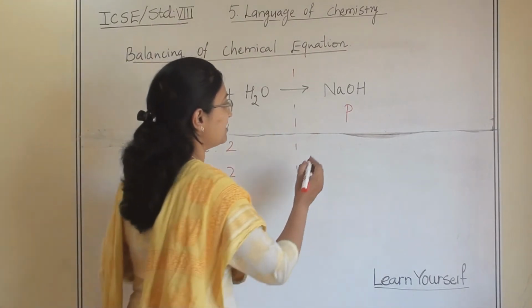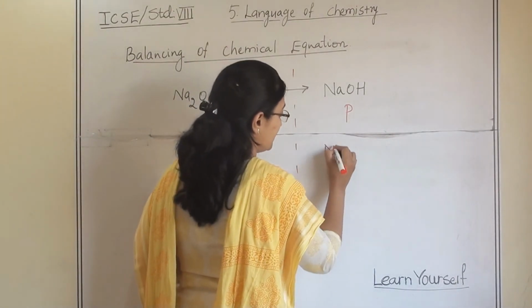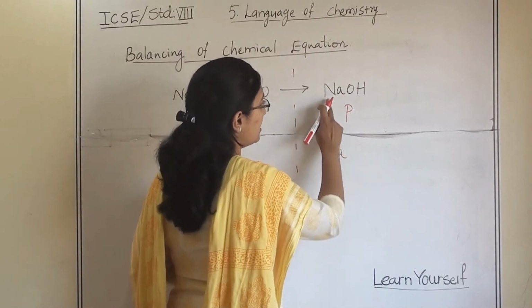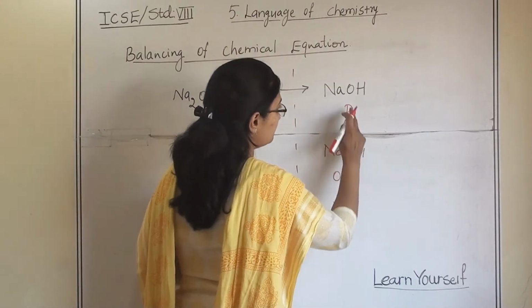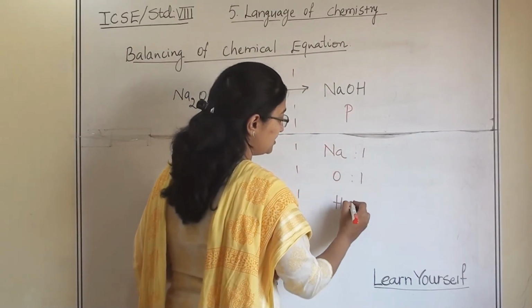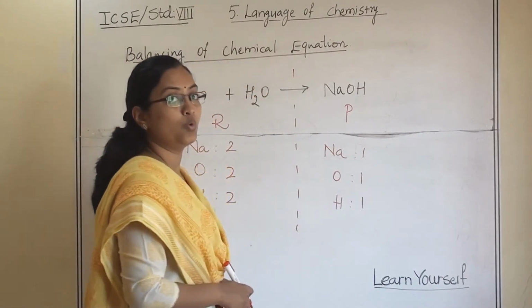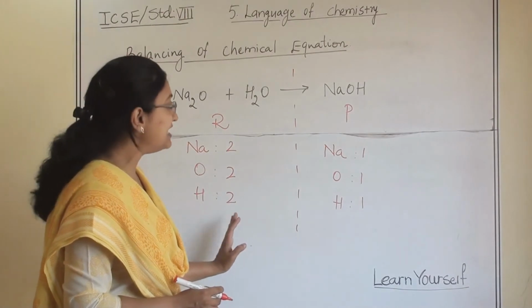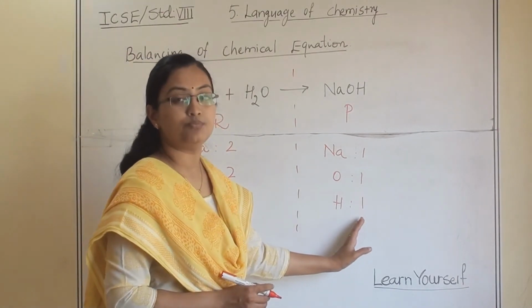Let us check the product side. It is sodium, oxygen and hydrogen. Sodium is 1, oxygen is 1 and hydrogen is 1. So if you will see, all are double in amount compared to the product.